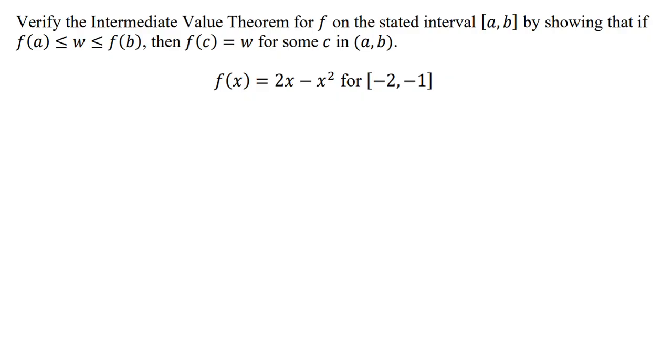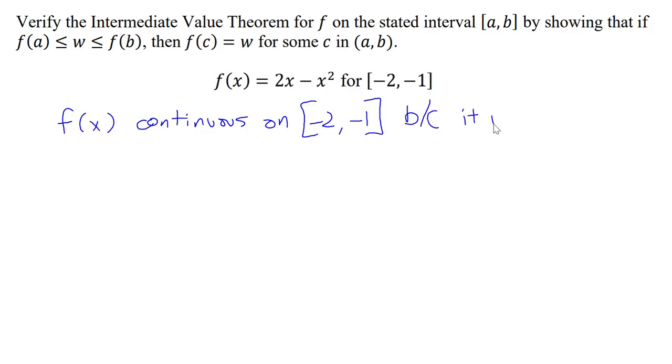All right, for our next one here, we're going to do the exact same thing, except we're going to use the interval -2 to -1, and we're looking at a different function, 2x minus x squared. So once again, f of x is certainly continuous on the interval from -2 to -1 because it is a polynomial.